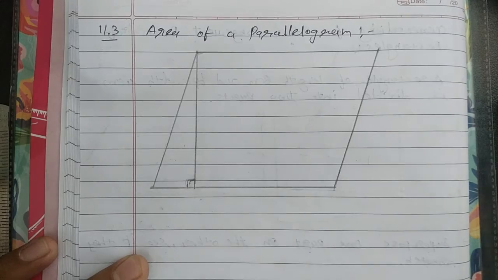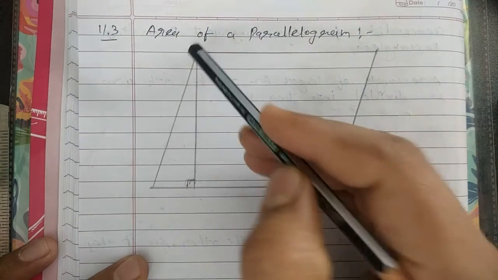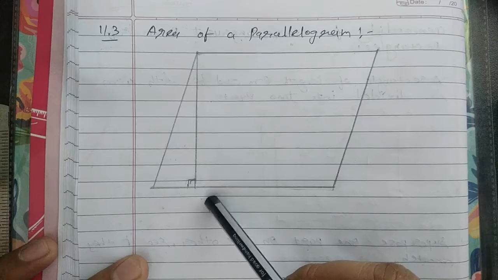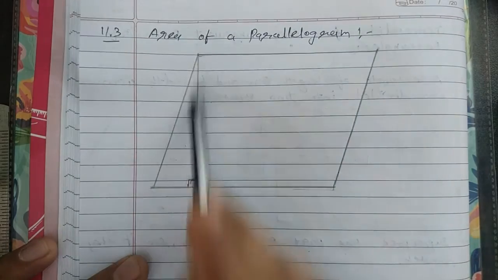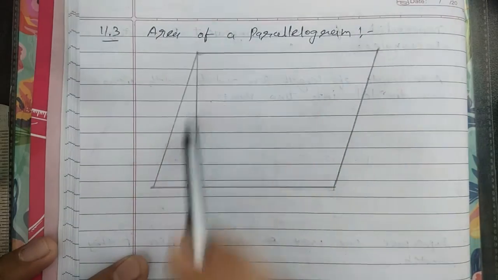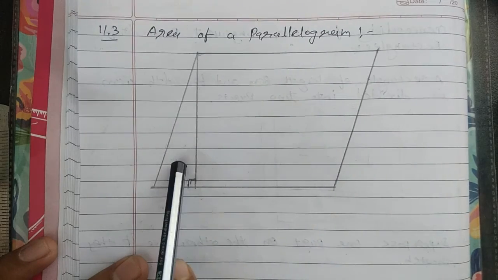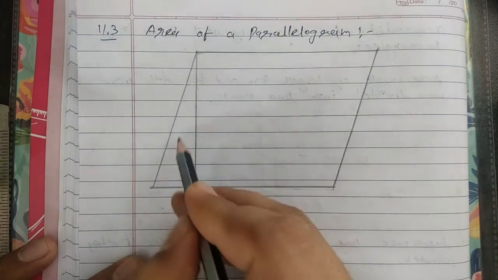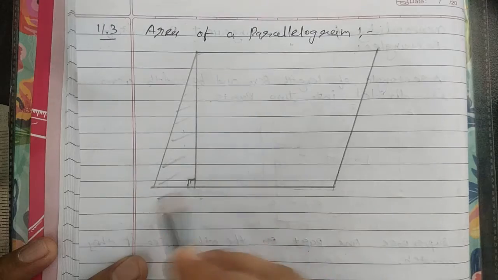So here we have to draw a perpendicular from one vertex to the opposite side. We have drawn this perpendicular. When we draw this perpendicular, we will get a triangle. This is a triangle, you can see that.